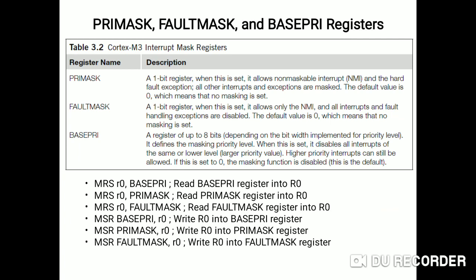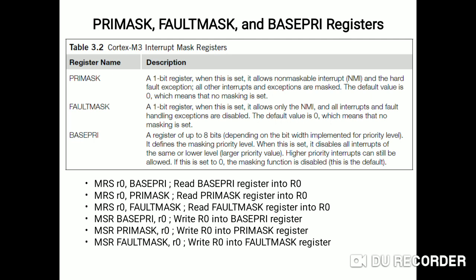Next is interrupt masking registers. Here we have three registers: PRIMASK, FAULTMASK and BASEPRI. PRIMASK is a 1 bit register, a single bit register. When this is set, only non-maskable interrupts, that is NMI, and the hard fault exceptions will be allowed. All other interrupts and exceptions are masked. The default value is 0, which means that no masking is set.